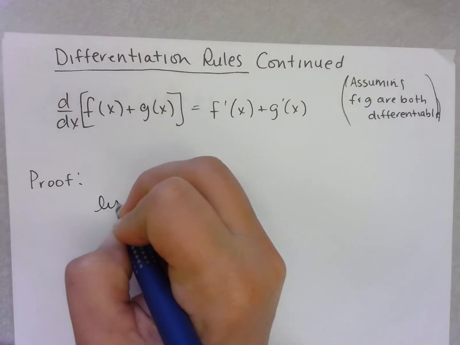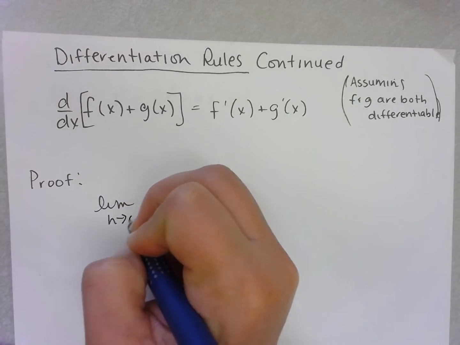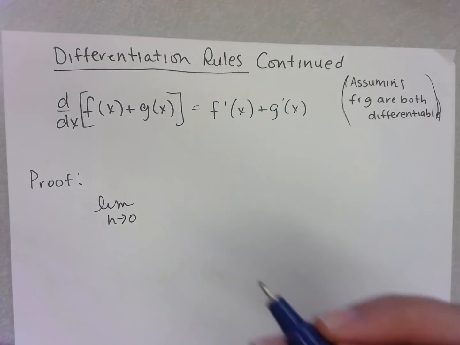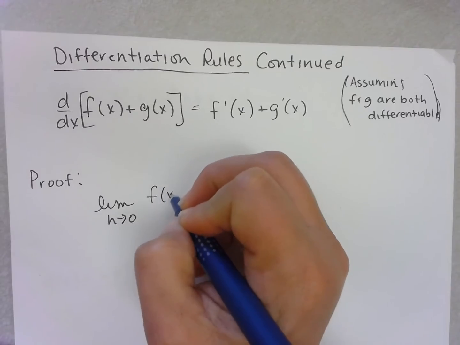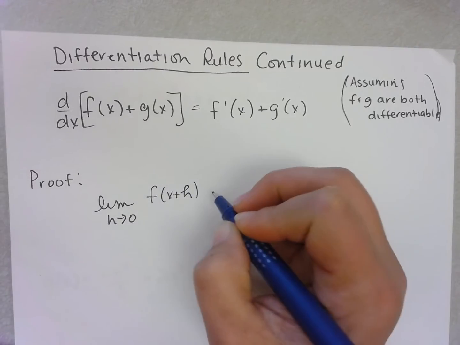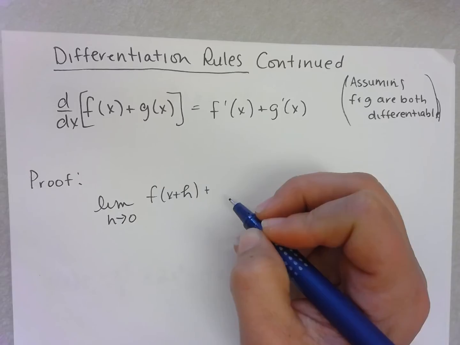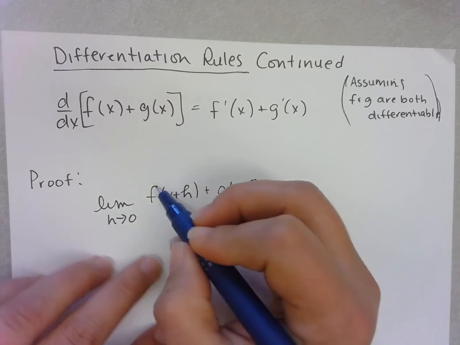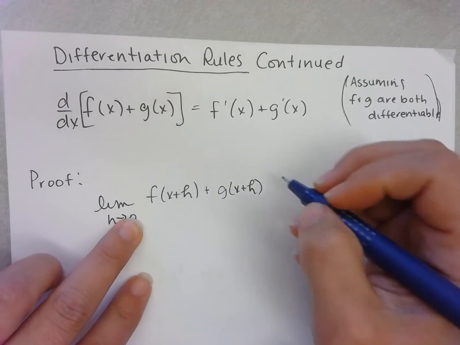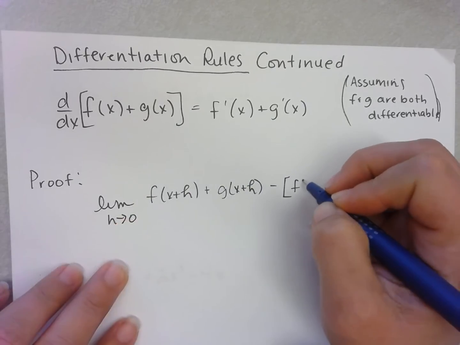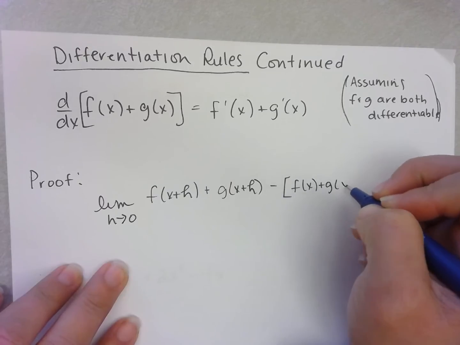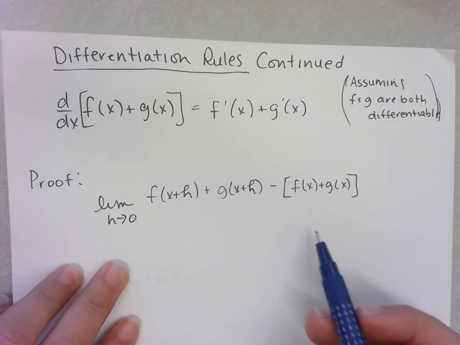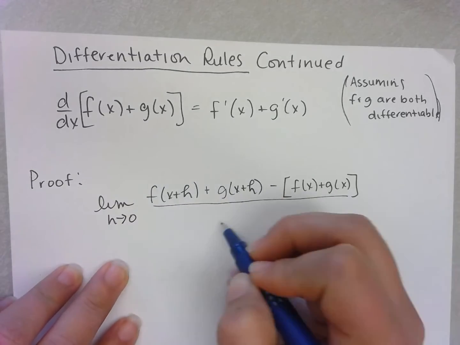The way that we prove anything is we show, if my new function is f plus g of x, then I'm going to have f of x plus h plus g of x plus h. I'm using the limit definition of the derivative. This is essentially my f of x plus h here, and I have minus f of x plus g of x, with my limit formula over h.